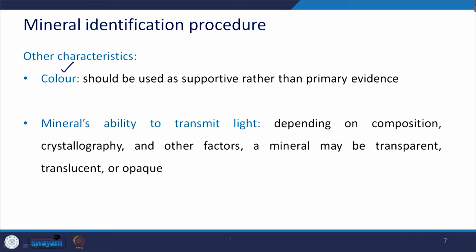The next one is the mineral's ability to transmit light. Now, depending upon the composition, crystallography, and a few other factors, one mineral may be transparent, translucent, or opaque. That means transparent, everybody knows. What do we mean by translucent? Translucent means it has the capacity to transmit the light. Okay? So, based upon the mineralogical composition, again we can use this property of the mineral for its identification.